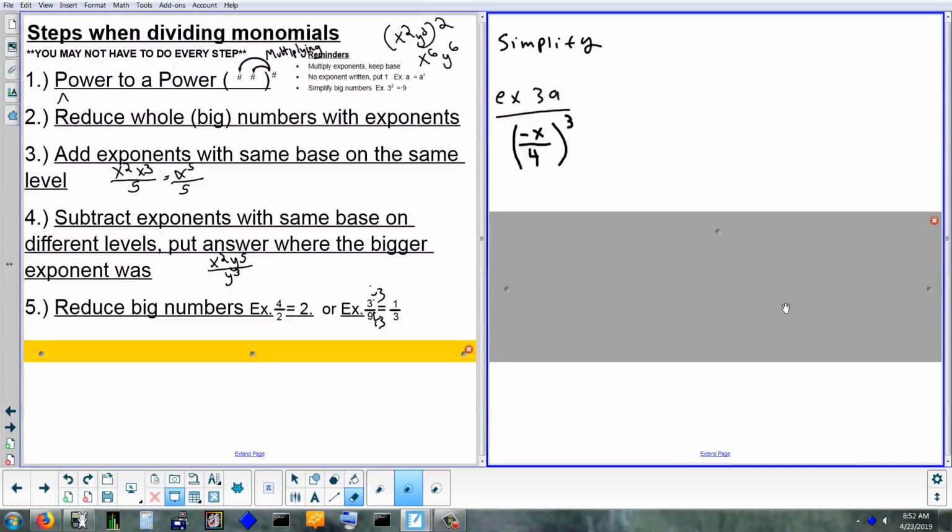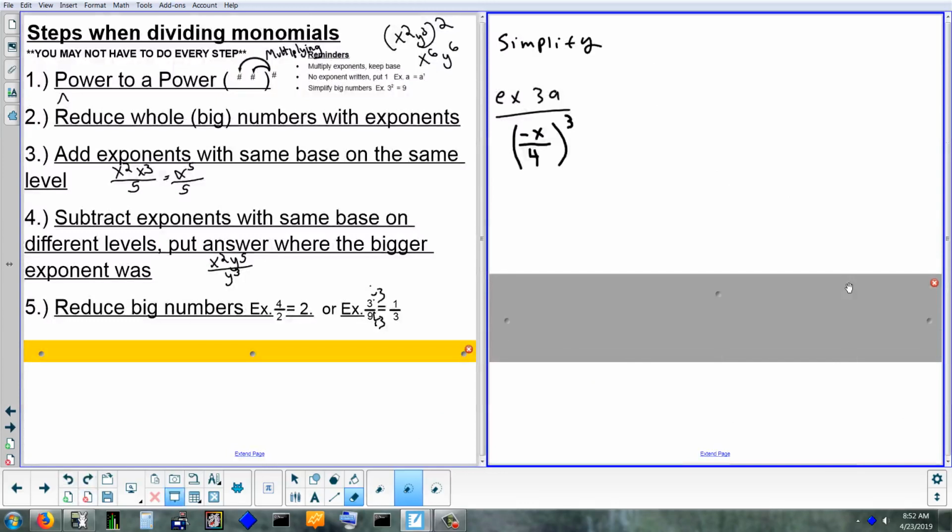All right. So now, for this one, do I have power to a power? I do, right, because I've got parentheses and I've got a 3 on the outside. Now that third power, where am I going to be applying that? On the top only, on the bottom only, or on both levels? Both levels, right, because it's around the whole thing. So what should I put with that negative x? Would it be negative x to the third power? It'll end up becoming that, right?